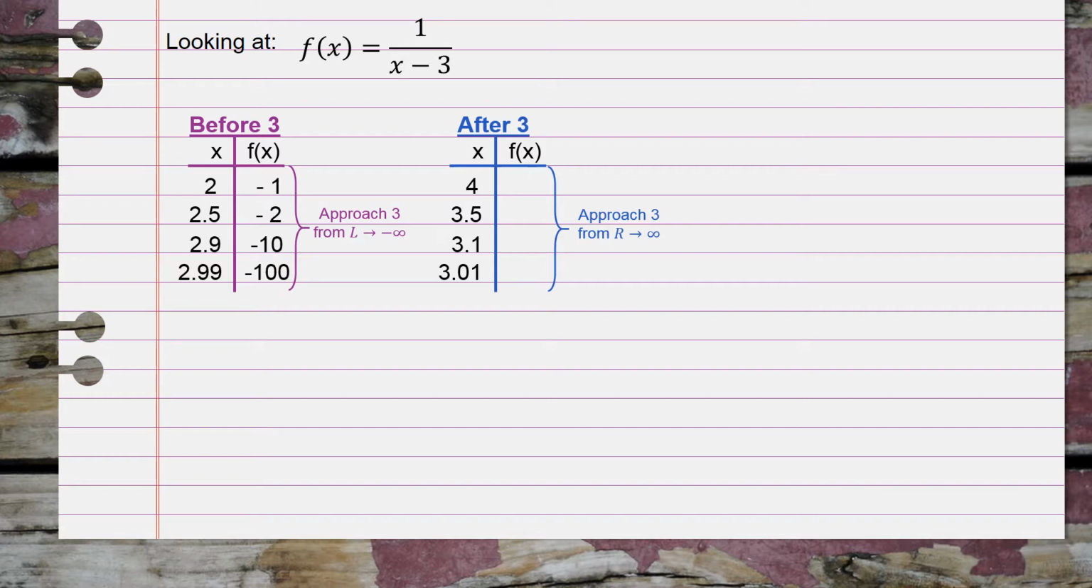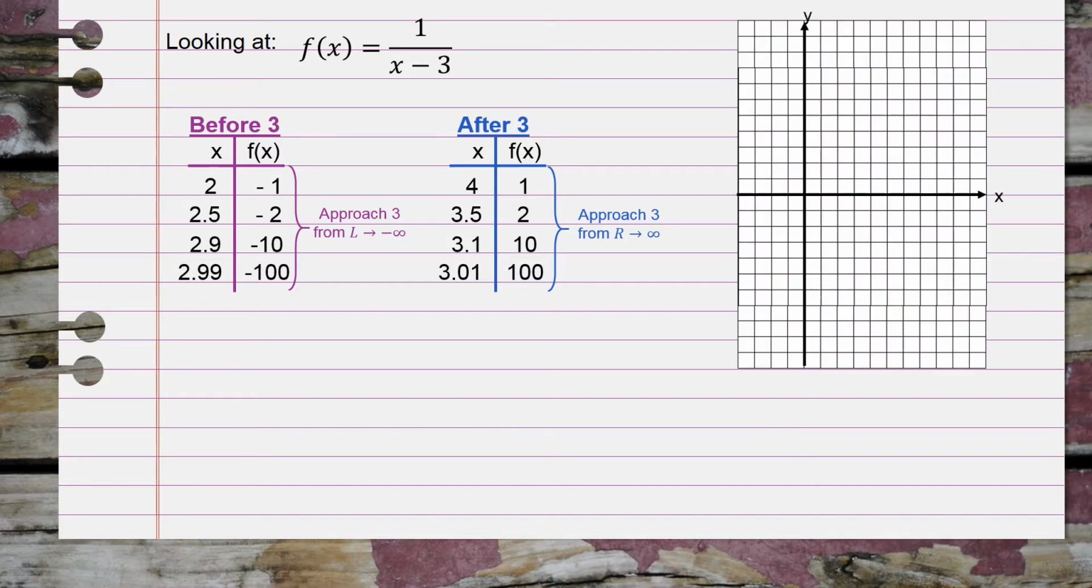Hopefully for the values before 3, you found 2, negative 1, 2.5, negative 2, 2.9, negative 10, and 2.99, negative 100. Now let's see how you did for the values after 3. Hopefully you found 4, 1, 3.5, 2, 3.1, 10, and 3.01, 100.